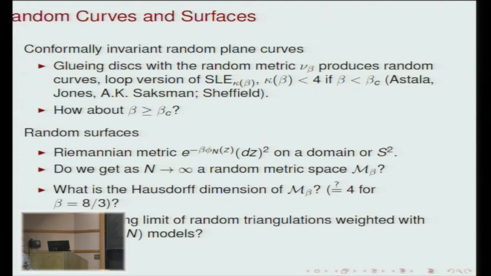And that's certainly not understood at all, what sort of object, once you take n to infinity, such a Riemannian metric, what's the metric space resulting from that? Of course, there are well-defined conjectures of what that should be. Namely, one believes, at least in the case when beta is 8/3, that you have a four-dimensional space. The Hausdorff dimension is 4, and one believes it has something to do with scaling limits of critical spin models in random triangulations.